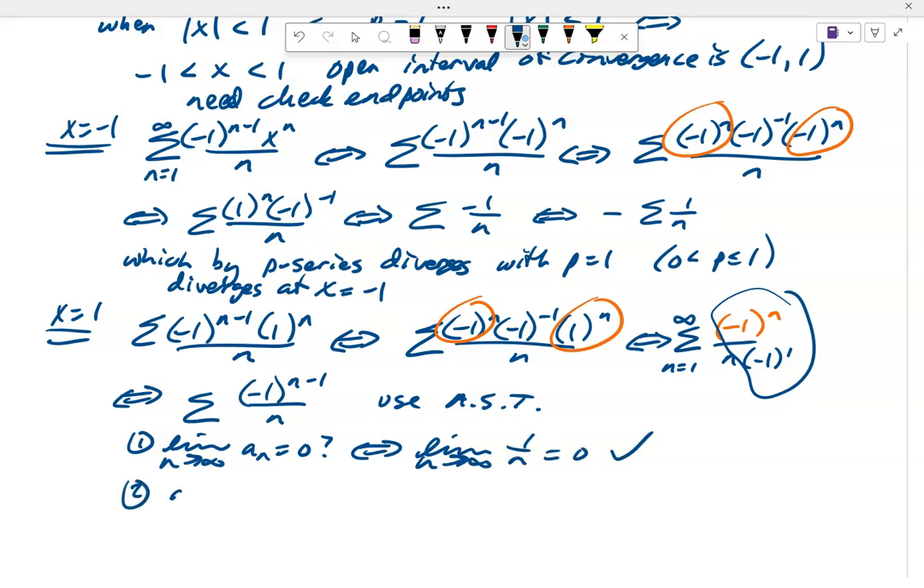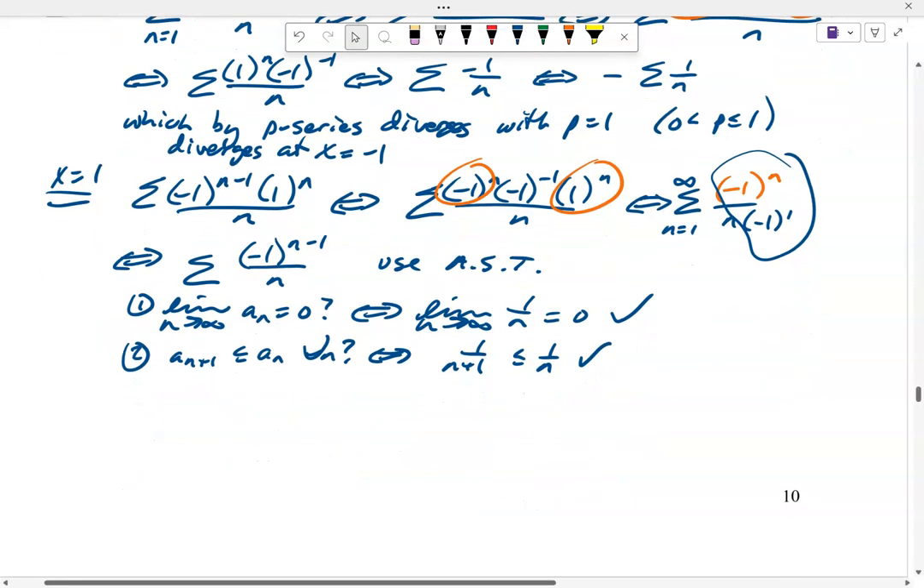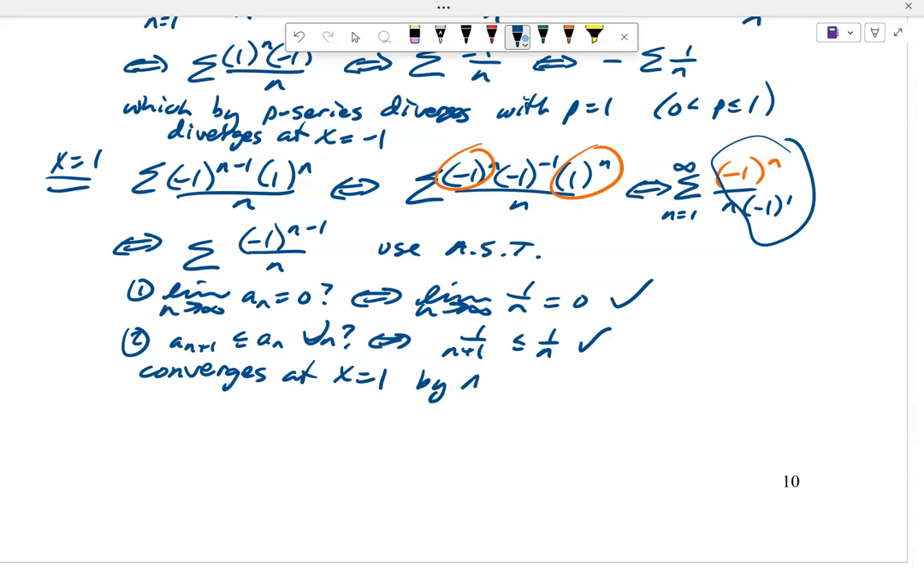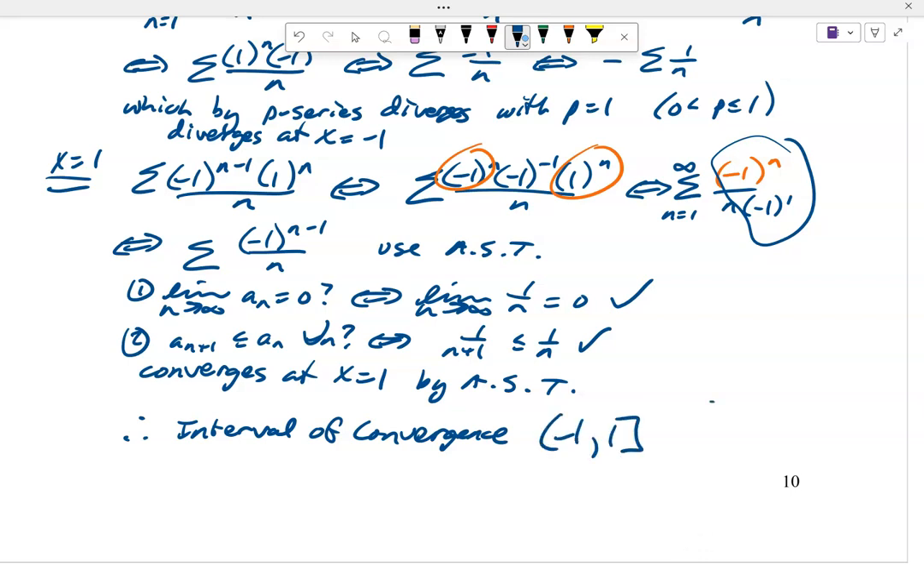That's true. One over n plus 1 is less than or equal to 1 over n. That's also true for all n. So it converges at x being 1 by the alternating series test. So it diverged at -1. So the interval of convergence was diverging and then converging here.